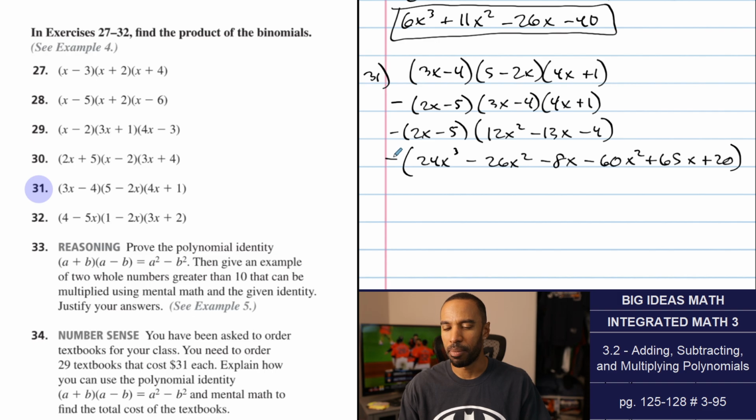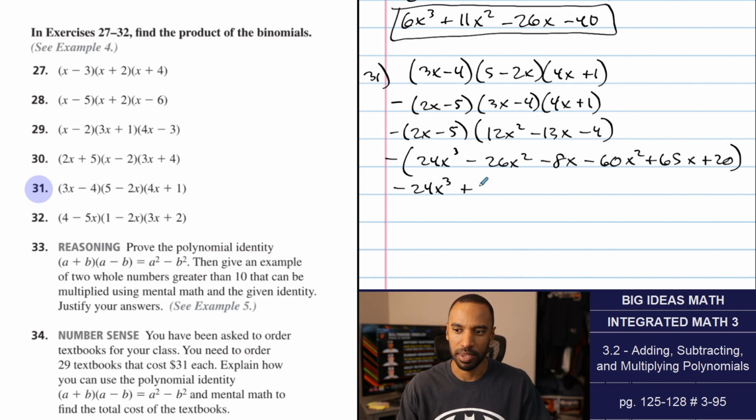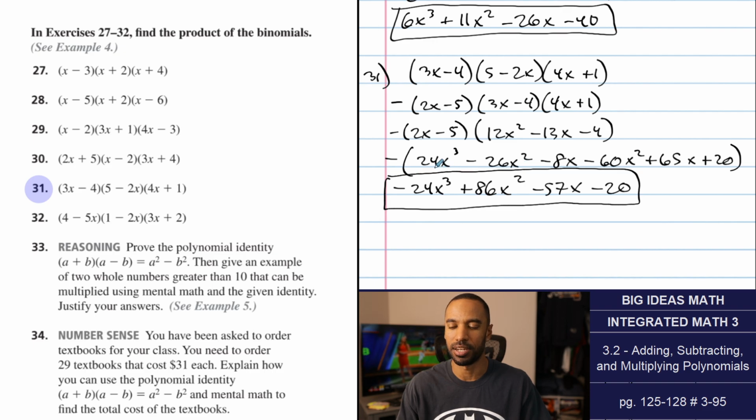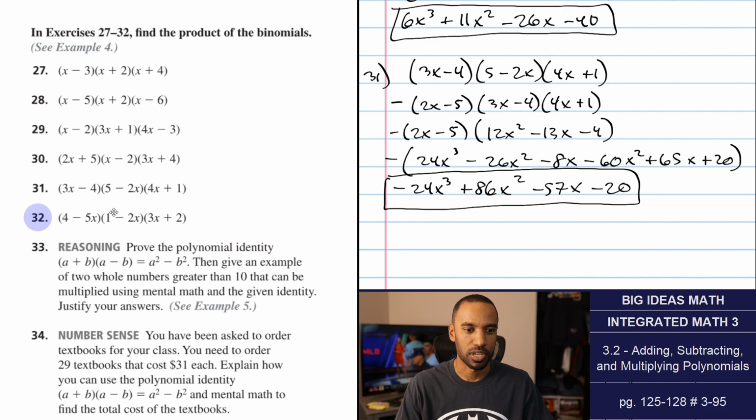All right, now everything's going to combine. Can I do the negative at the same time as I combine things? Let's try it. The only x cubed is the 24, so I'll make it negative 24x cubed. Negative 26x squared minus 60x squared is negative 86x squared. Let's make it positive 86x squared. Yeah? Does that make sense? Negative 8x plus 65x is 57x. Make it negative 57x. And plus 20, make it negative 20. You could do an extra step on top of it without it distributed and then distribute it. It's up to you.